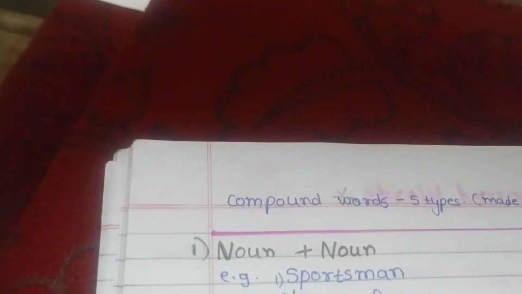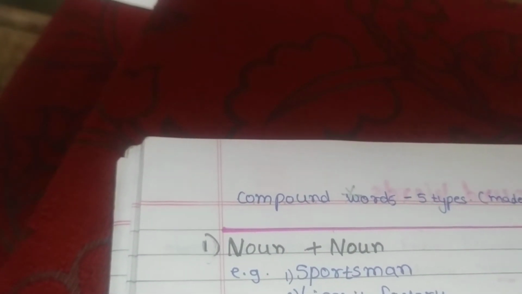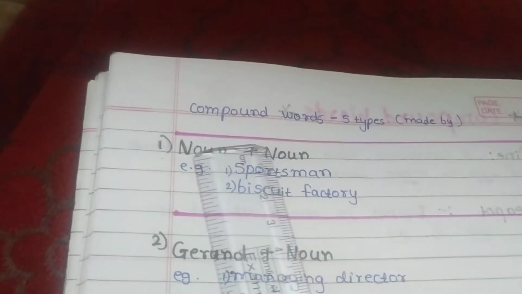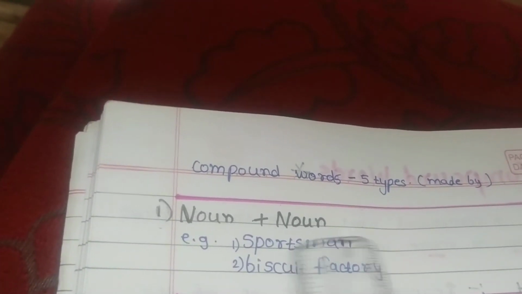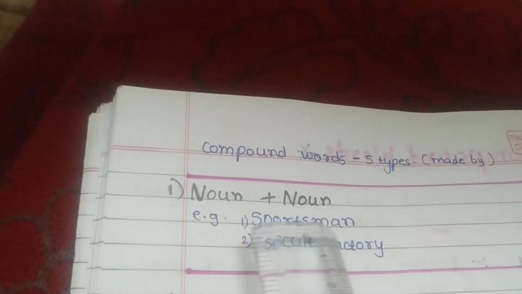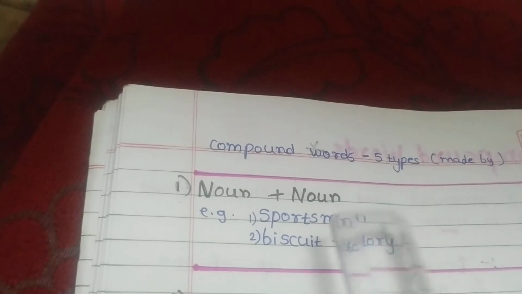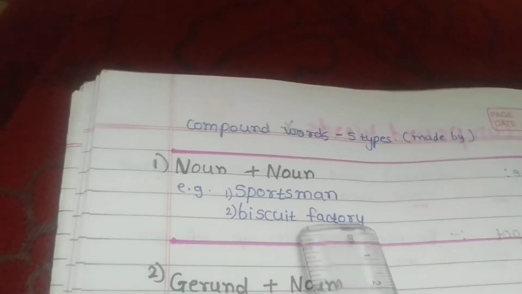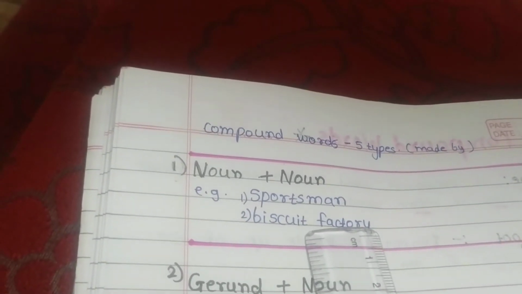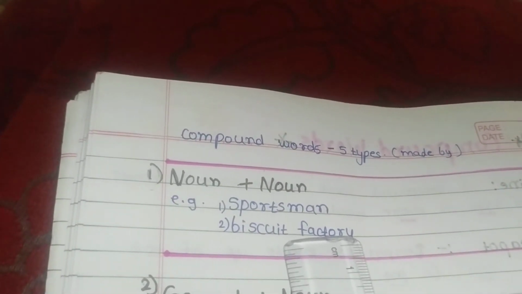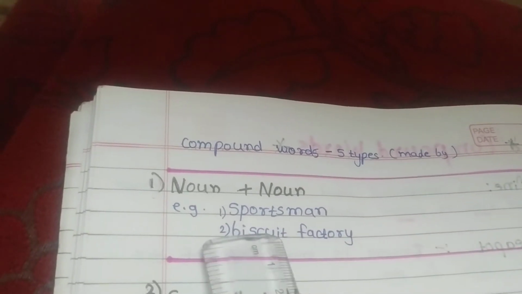Before, I told you these compound words are made by noun with noun, gerund with noun, etc. Now we will see them. First one, noun plus noun. Example number 1, sportsman. Here sports is a noun and man is also a noun. When sports and man came together, the compound word sportsman was formed. That's why sportsman is an example of a compound word.